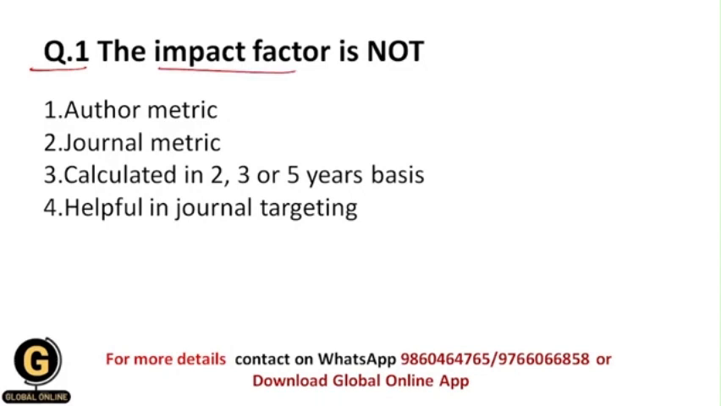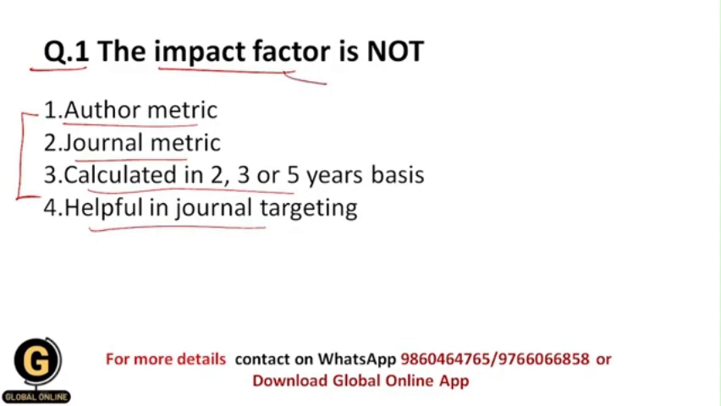Question 1: the impact factor is not. Here they have given us some options, and from these options, which option is not included in the impact factor, or which is not a characteristic of impact factor. Whether it is author metric, or journal metric calculated on a 2, 3 or 5 years basis, or it is helpful in journal targeting.